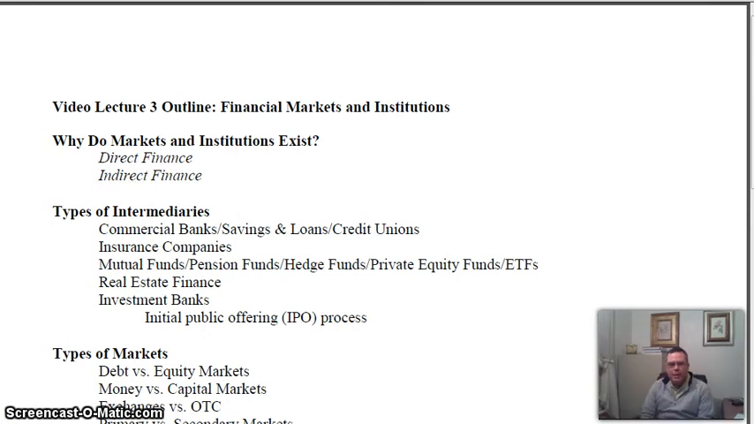All right, let's talk about types of financial intermediaries. We'll start with commercial banks or depository institutions. There's lots of bank-like entities like savings and loans, credit unions, and whatnot, but we all, for the most part, know what a commercial bank is. It's where you deposit your money.